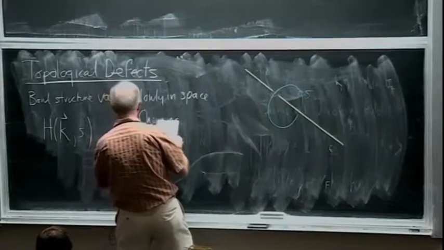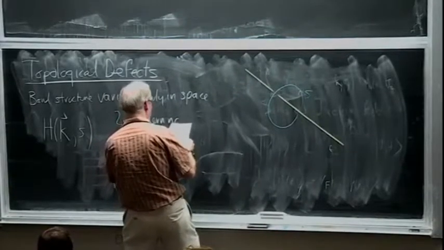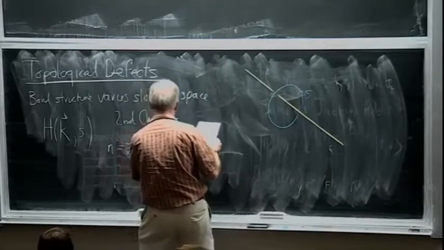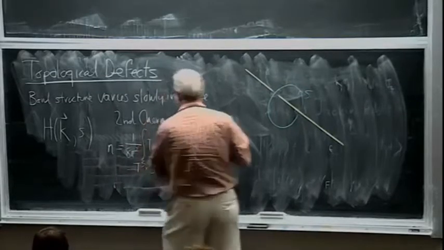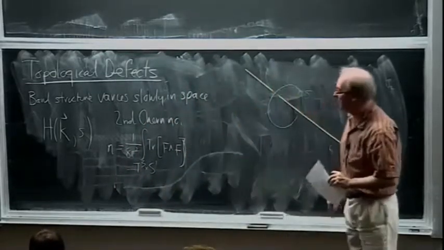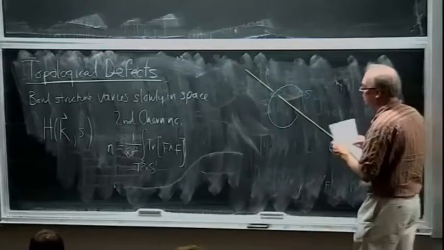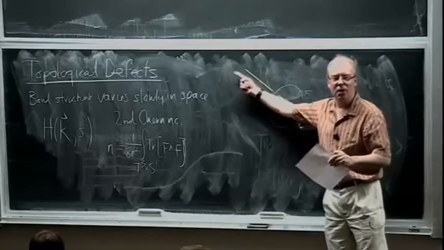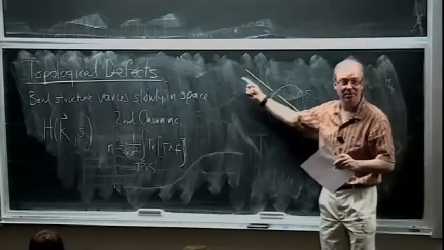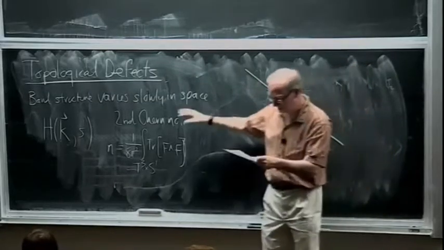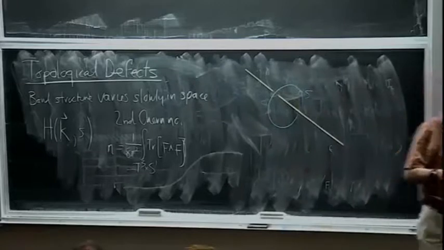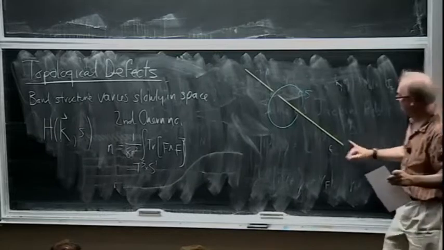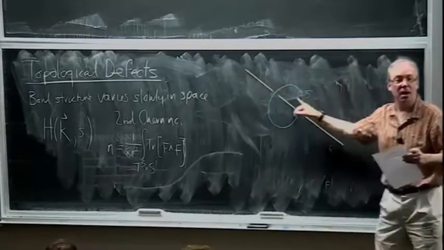And I will be done very soon. When this second Chern number is non-zero, what it tells you is that you have a chiral Dirac fermion edge mode that runs along this topological defect. This is a kind of generalization of the bulk-boundary correspondence to describe the protected modes that can live along topological defects.